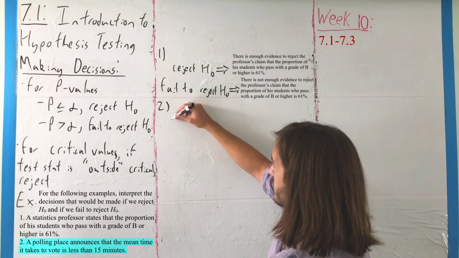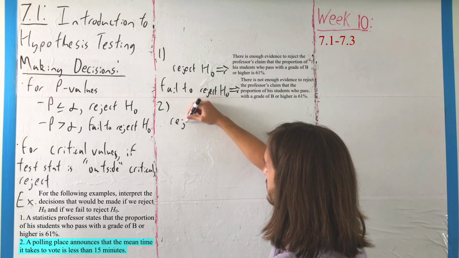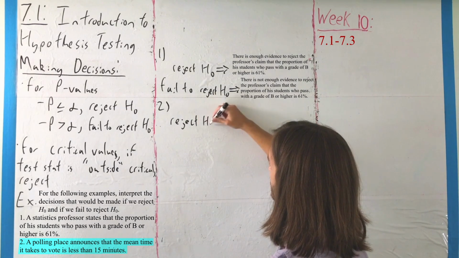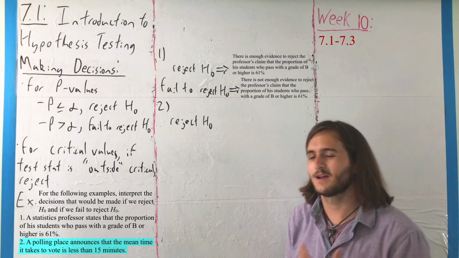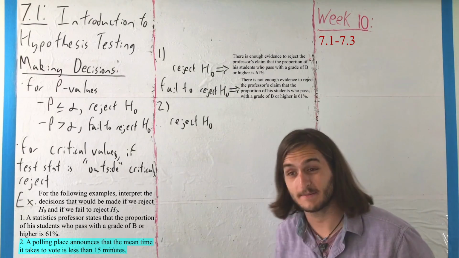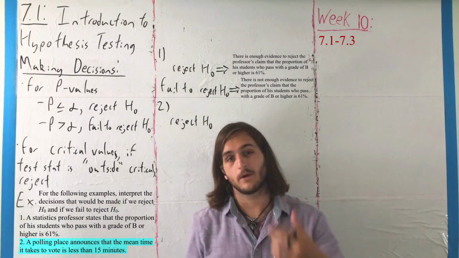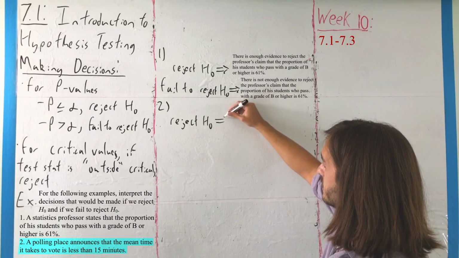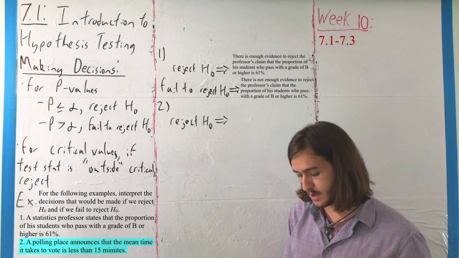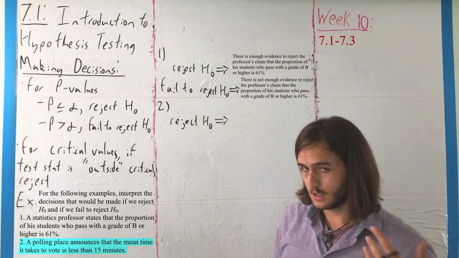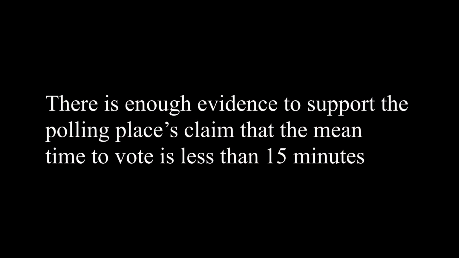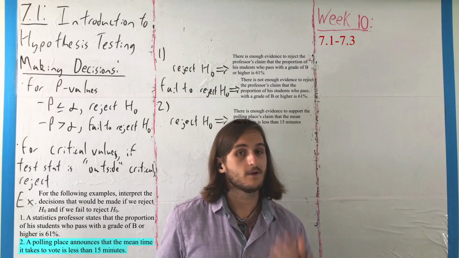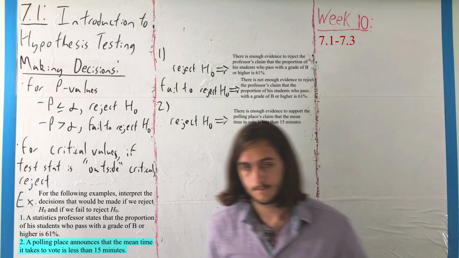So, we are claiming the alternative, but we are rejecting the null, just like what I talked about in that other hypothetical before. If we are claiming the alternative and rejecting the null, then what we are saying is something to the effect of there is enough evidence to support the polling place's claim that the mean time to vote is less than 15 minutes. That is to say, we have supported the claim.